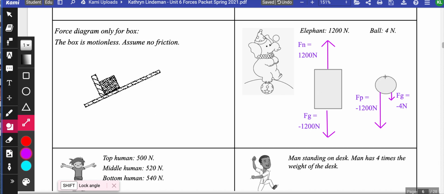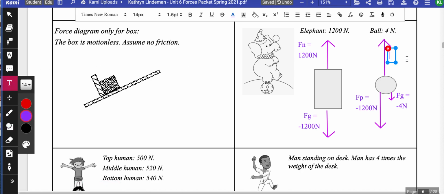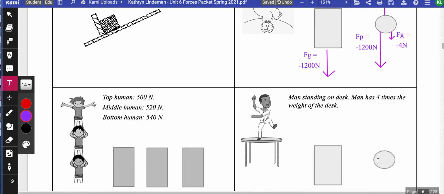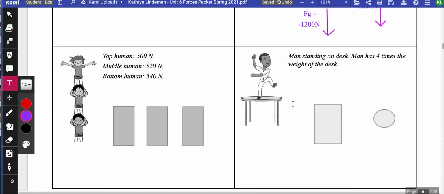Okay, then here, it's going to be a little bit longer than any of my other arrows. And this is Fn is equal to 1,204 newtons. Okay. So I'm just going to scroll down and do the same for man standing on desk.